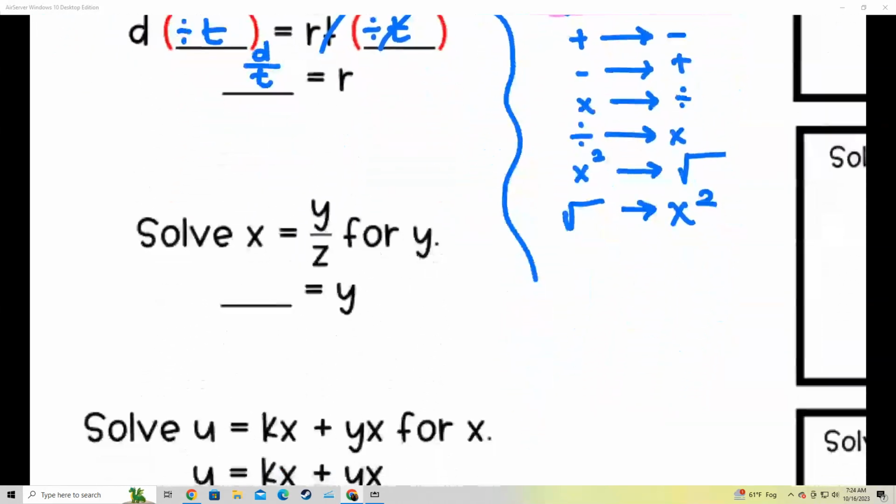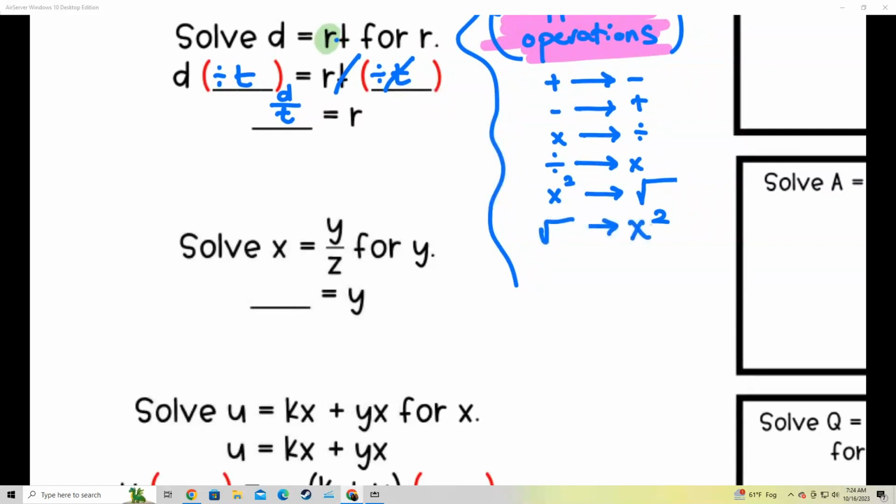I want to solve for y in this case. It says solve x equals y over z, but I want to solve it for y. So let me go ahead and highlight the y. This is the one I want to get by itself. Right now, I know I am dividing by z. If I want to get rid of that dividing by z, I need to do the opposite operation. The opposite of division is multiplying. So I'm going to multiply both sides by z.